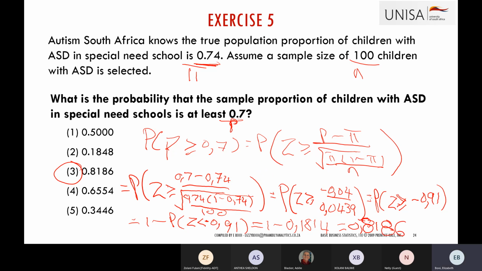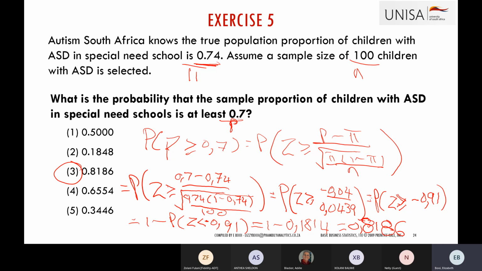Which is option 3. Okay. And this comes to the end of our session. Any questions? I don't know.